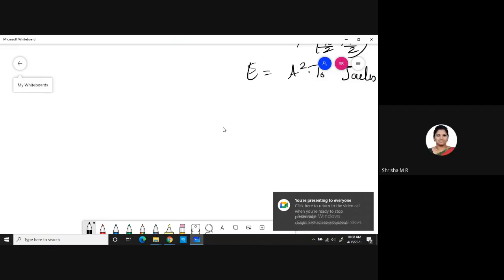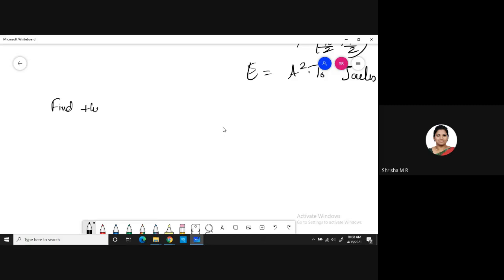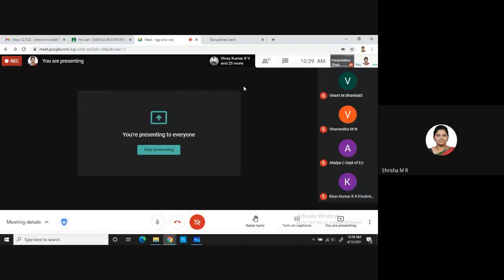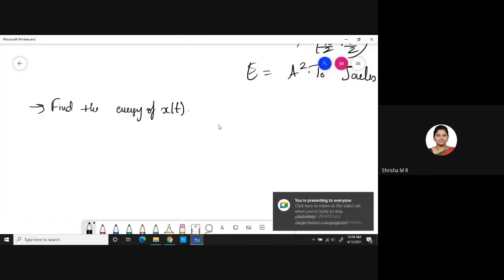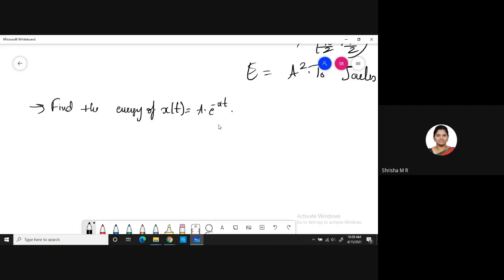So take down a problem. Find the energy of x of t. So x of t is given to be a into e power minus alpha t into u of t. Okay, so you have to find the energy of this signal x of t, which is a into e power minus alpha t into u of t, where alpha is greater than 0.